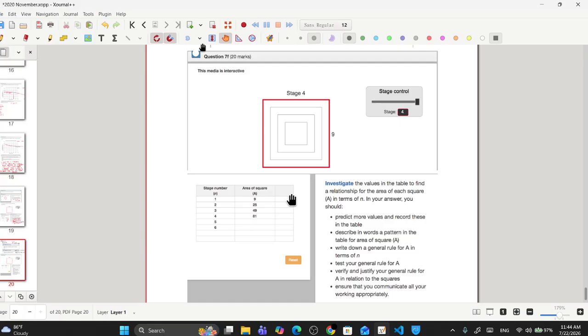Now, automatically, I must know that the next two values should be 11 squared and 13 squared, right? Eleven squared is 121. 13 squared is 169.